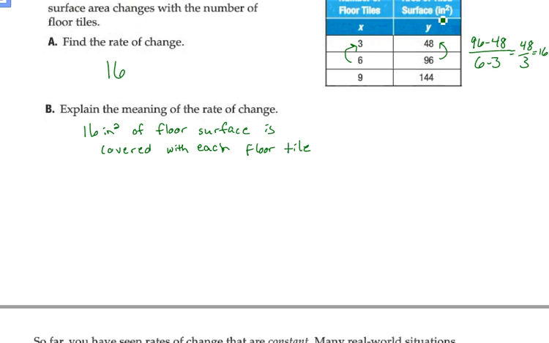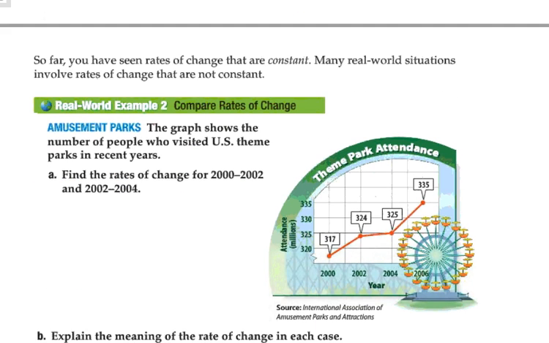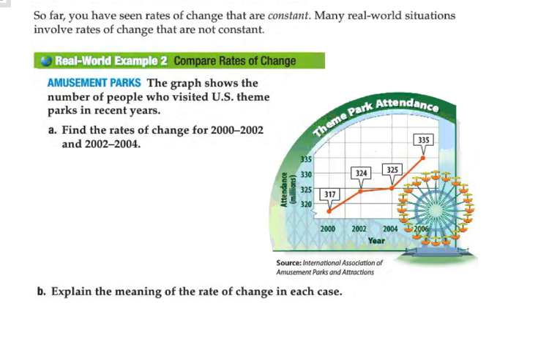Well, we have the area of the surface versus the floor tile. So that means that we have 16 inches squared for one floor tile. Okay, so explaining that in layman's terms, 16 inches of floor surface is covered with each of the floor tiles. All right, rate of change, just always remember that it's y over x. And again, speaking of that constant, that rate of change is constant all the way through.